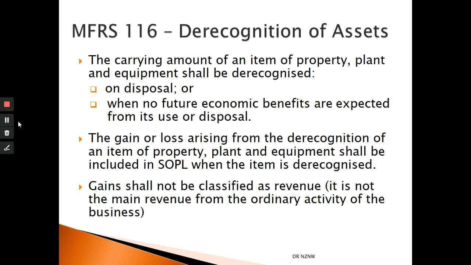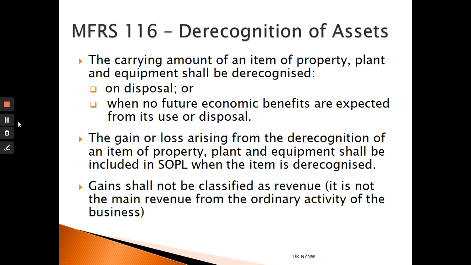Okay, so you have a situation where if you want to do derecognition of an asset, the carrying amount of an item of PPE shall be derecognized on disposal. Right? When you dispose, the asset is no longer there. Or when no future economic benefits are expected from its use or disposal. Meaning, even if you don't sell it, the asset can no longer be used. You don't have any future economic benefit. So if you have that kind of situation, you need to derecognize also. It can no longer be shown as an asset in your account.